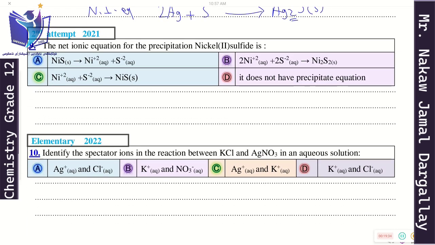Question number 9. The net ionic equation for the precipitation of nickel 2 sulfide. Sulfide is S negative 2. Nickel Ni positive 2. So the compound is NiS. Ni2S2 is not correct. NiS, okay. Ni positive 2, S negative 2. So the correct answer is C. NiS is written in the reactant, so that option is not correct.